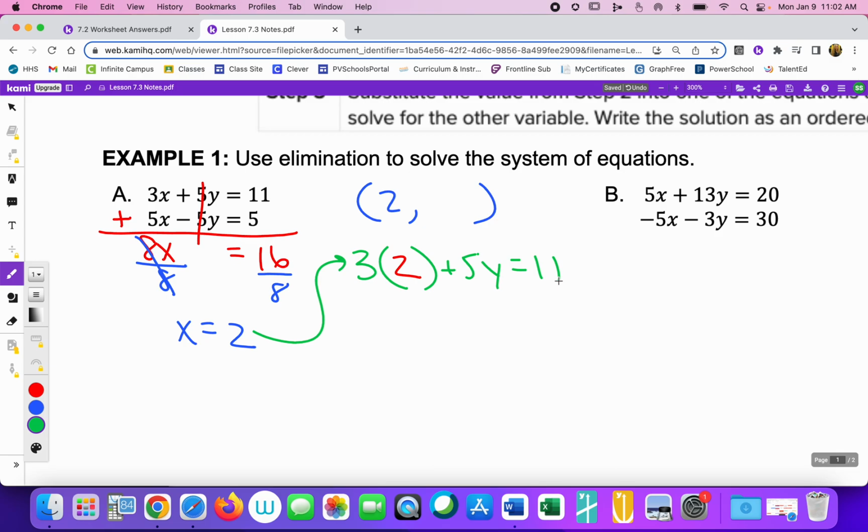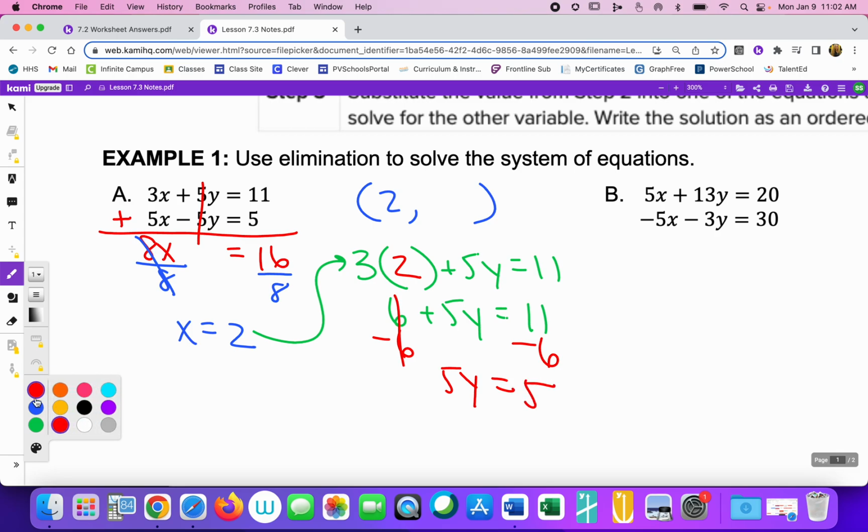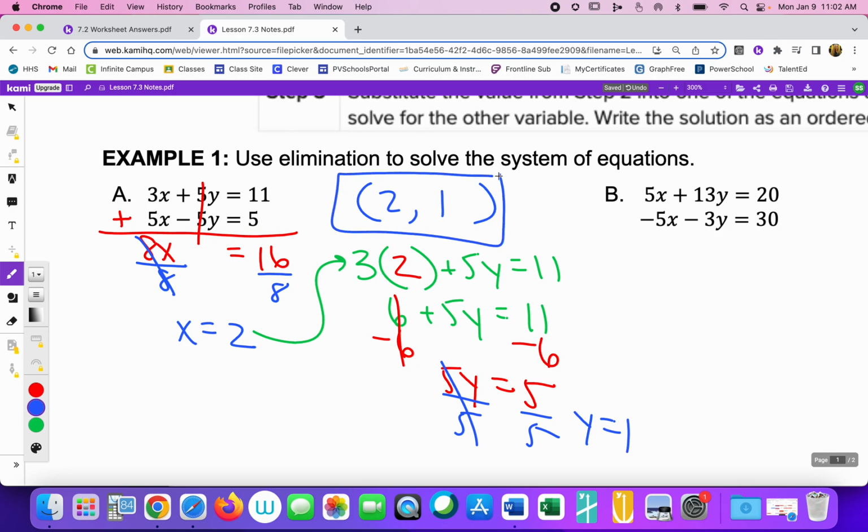Everybody with me so far? This is not news. We've been doing this for a couple days already. This is substitution. So 6 plus 5y equals 11. Isolate y, so we would subtract 6 now. What's 11 minus 6? 5. 5 divided by 5? 1. So y equals 1. That is the same coordinate we would get if we graphed. That is the same coordinate we would get with substitution, just with a different method.